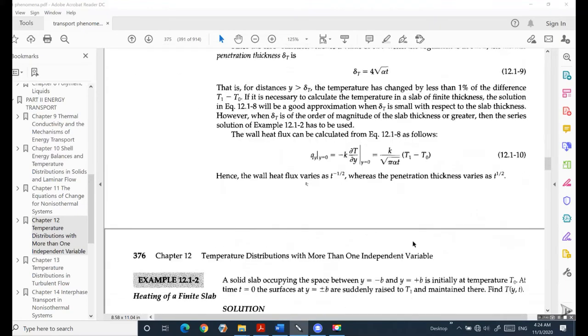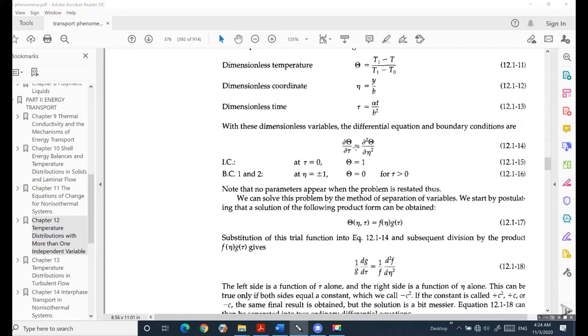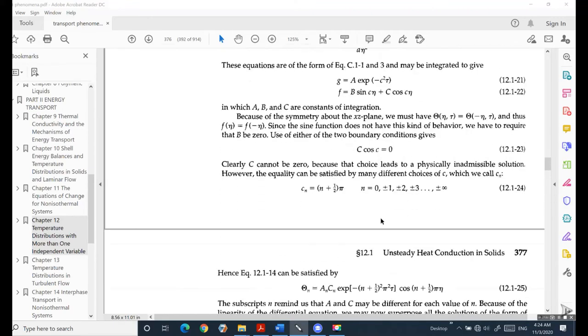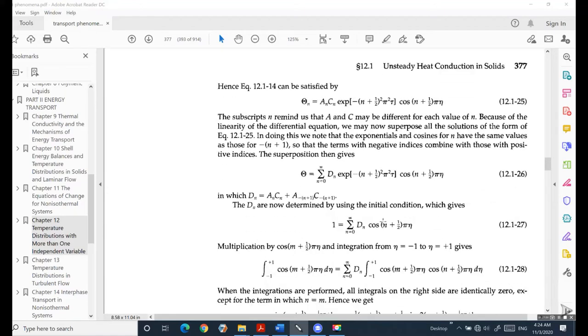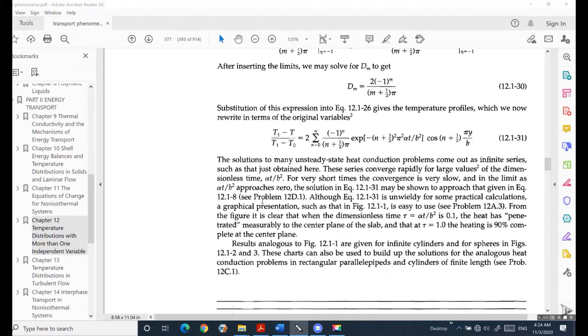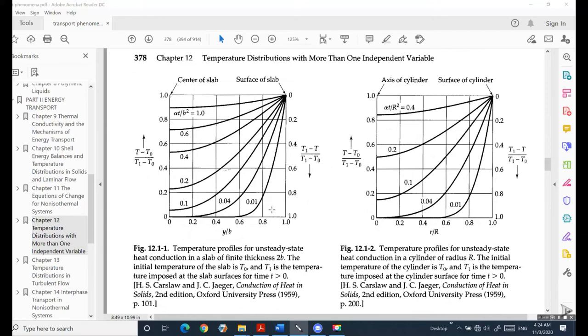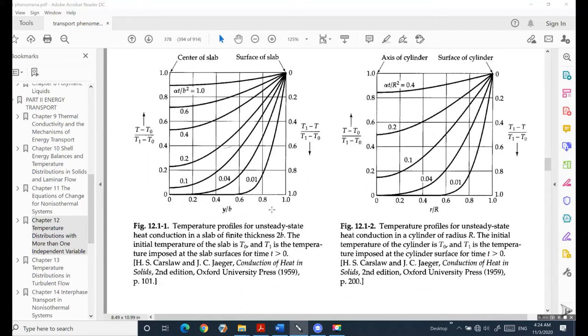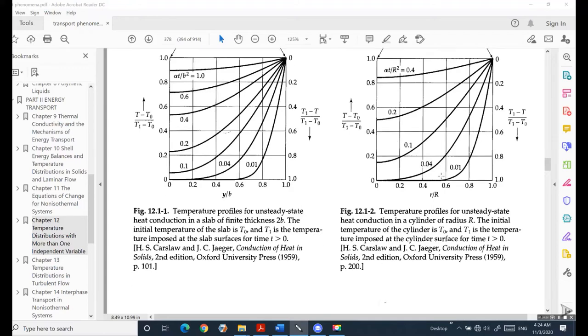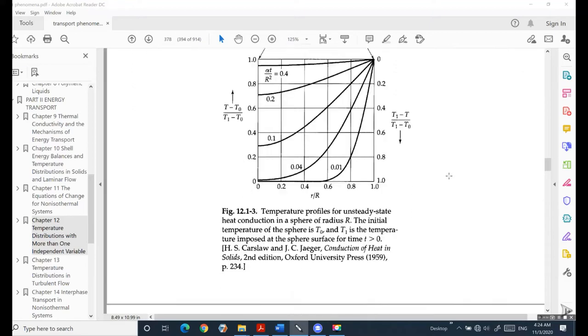Then the problem converts to this solution, and we obtain it in the same order as in chapter 4. Finally, the solution of this problem is going to be like this, the temperature distribution inside of the slab. This is the first type of equation. This is going to be the temperature distribution for the finite thickness 2B. These are some plots showing the temperature distribution inside of the solid.